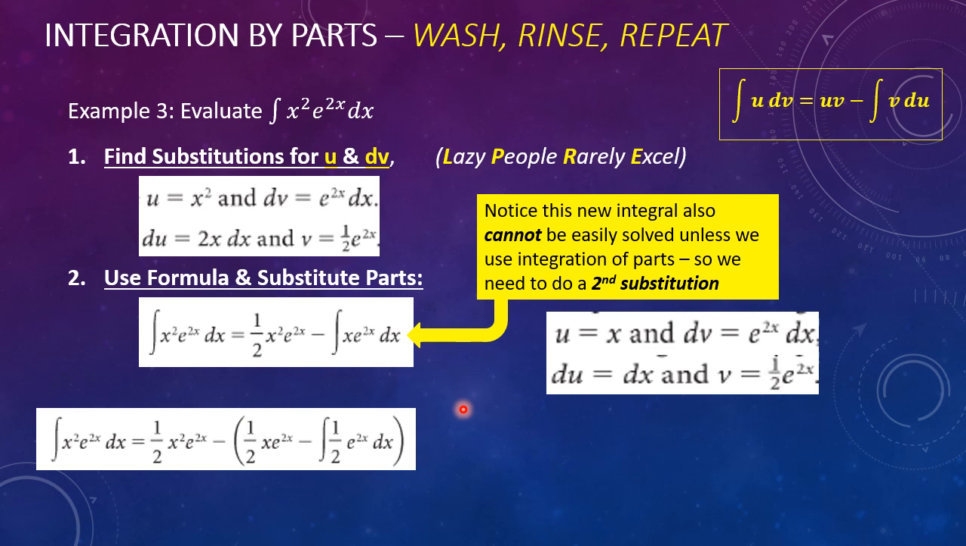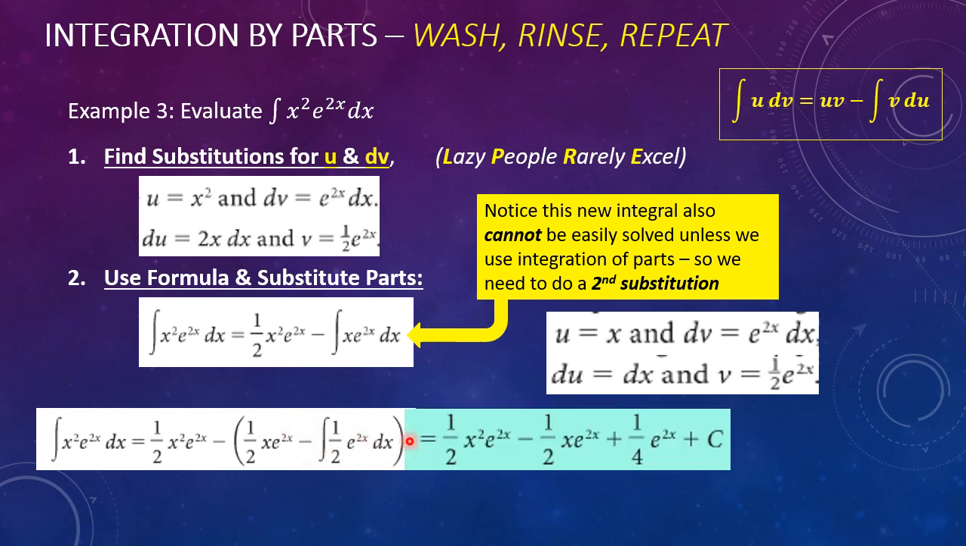Well, now we can solve this integral again using substitution, u equals 2x. So du would equal 2. We don't have a 2 in there, so we'd offset it by another 1/2. And so we get the final answer, which is 1/2 x squared e to the 2x minus 1/2 x e to the 2x plus 1/4 e to the 2x plus c.